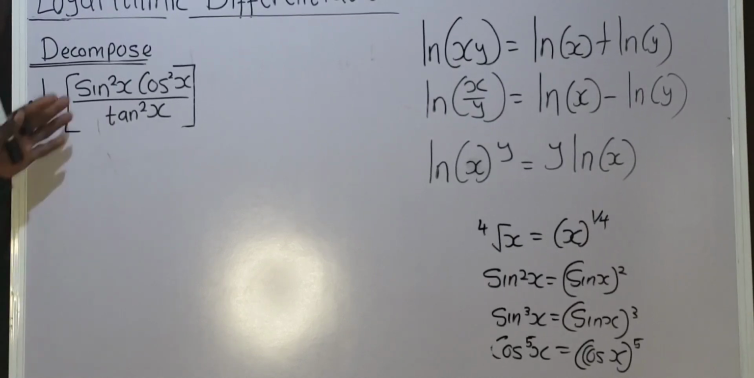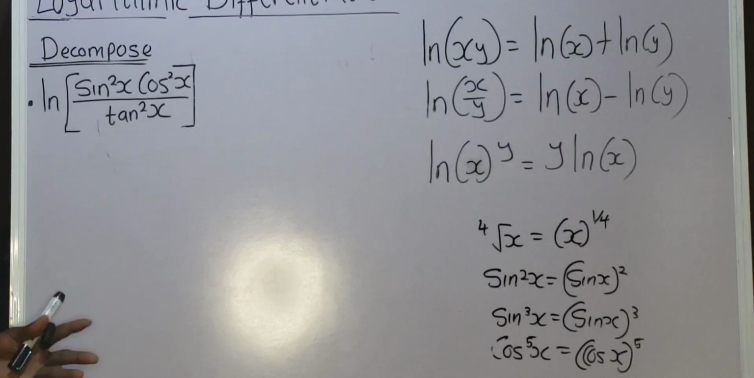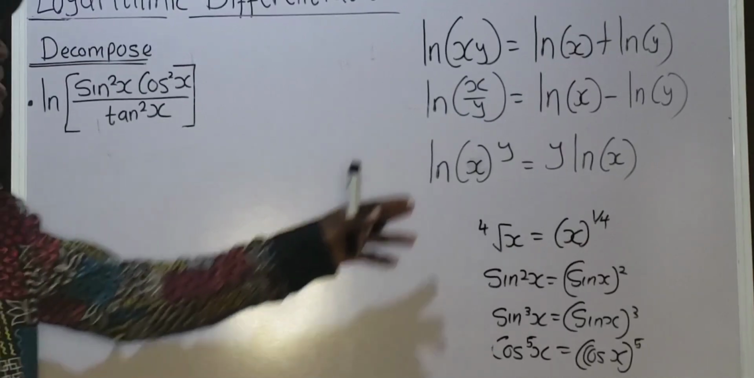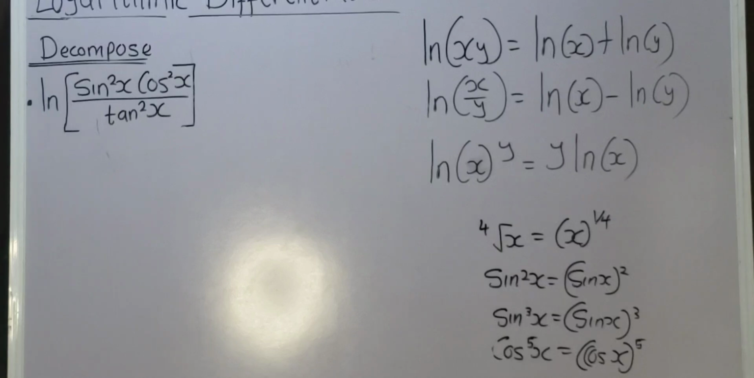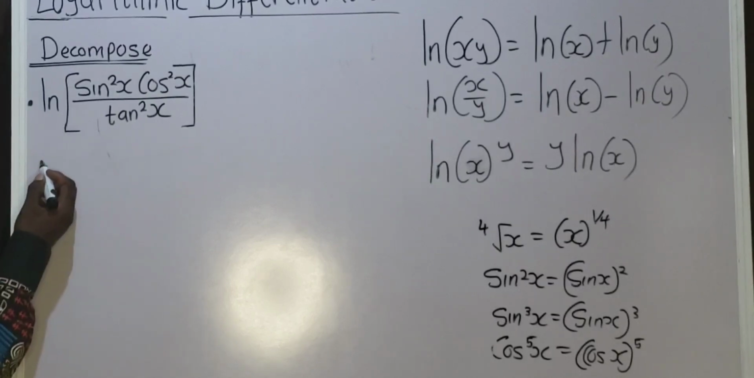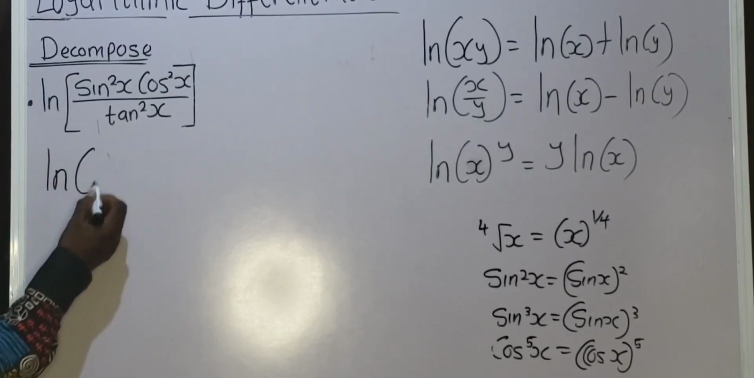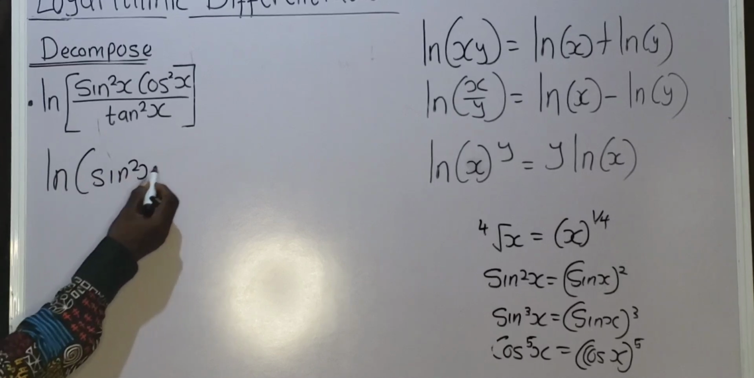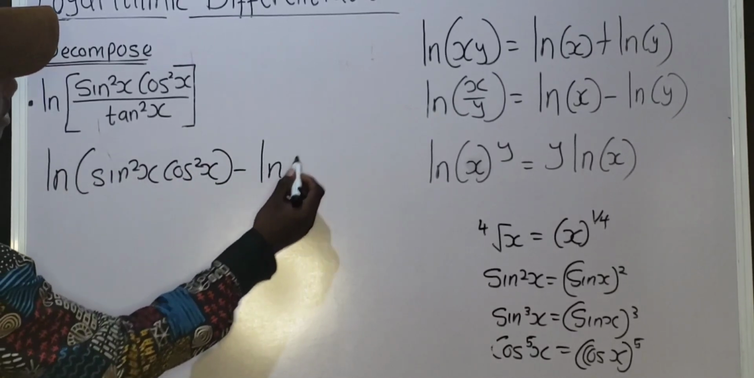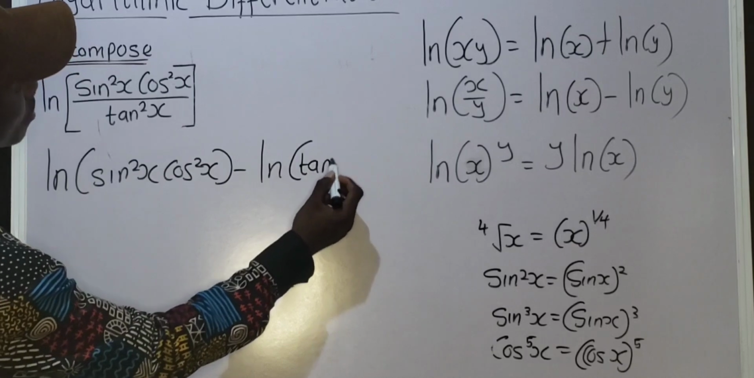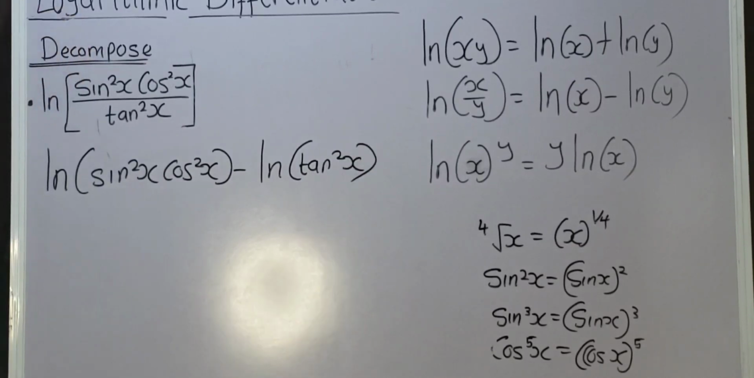You are still going to use the same steps. Don't forget that the sign between the numerator and the denominator is a quotient sign. And I told you that the natural log of a quotient is equal to the difference of the natural logs. Is that not it? So for this, I'm going to have the natural log of sine square x cos square x minus the natural log of the denominator, which is what? Tan square x. Do you understand?